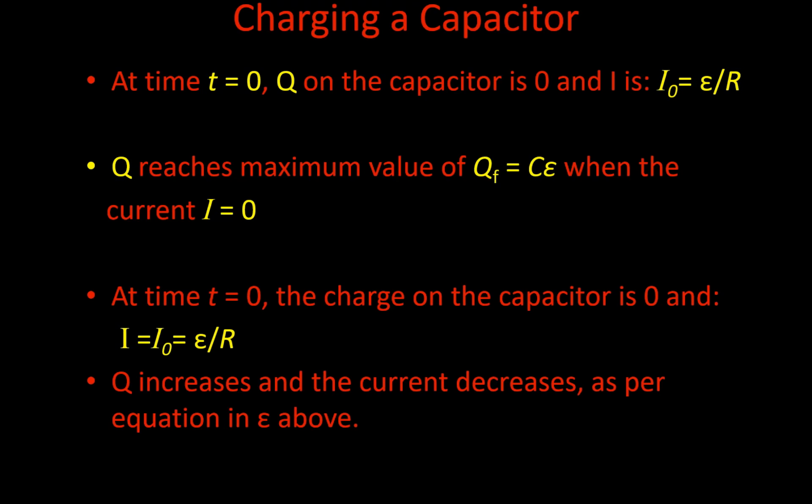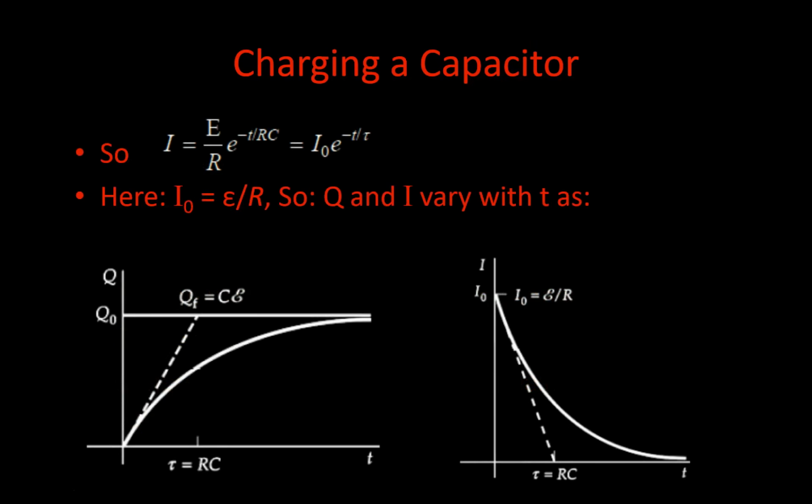So at time t equals 0, the charge on the capacitor is 0, and I equals I0, which is essentially V over R for the battery. Q increases, the current decreases. And that's what your graph will look like. This is not what people usually expect, because the current is, this is an epsilon here, the electromotive force divided by R times e to the minus t over RC, which is I0 e to the minus t over tau. Sorry, t over RC.